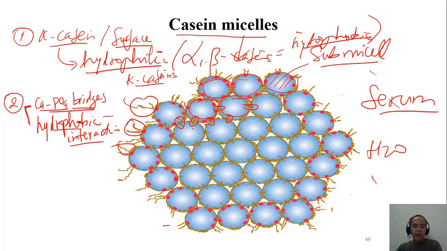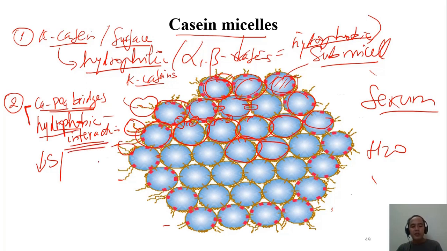What does that mean? It means that you see these submicelles, the submicelles inside the large micelle are actually hydrophobic. They are hydrophobic, they don't want to have contact with water. So they come together to reduce the contact with water, right? And then they are covered by the hydrophilic submicelles. The hydrophobic submicelles are inside because they don't want to have contact with water. And this is important so that the submicelles stay together.